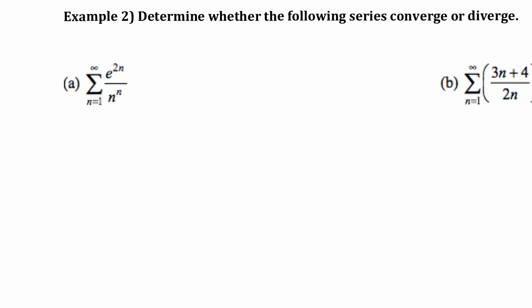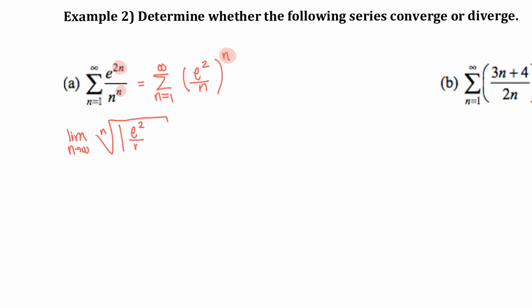All right, so let's look here at this example. I'm noticing right away that you have this 2 to the nth power and this n to the nth power. So I'm thinking I could rewrite this to see that you have e squared over n raised to the nth power. And when I see that nth power right here, that's when I'm thinking I'm going to try a root test. So the root test says I'm going to take the limit as n approaches infinity of the nth root of the absolute value of a sub n.